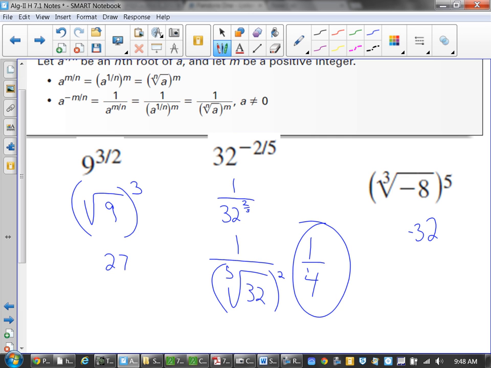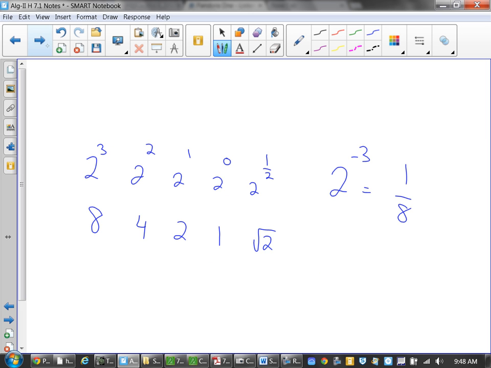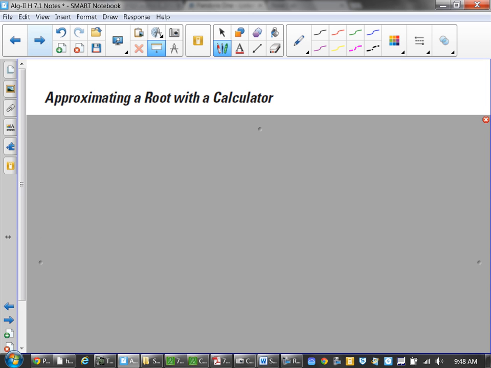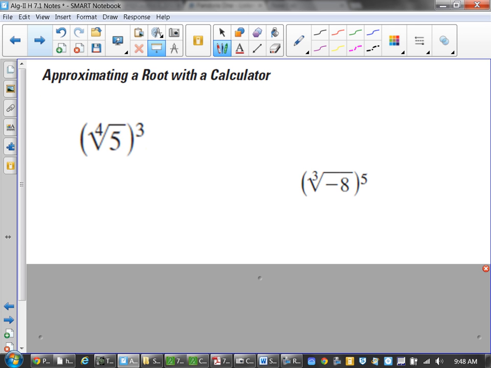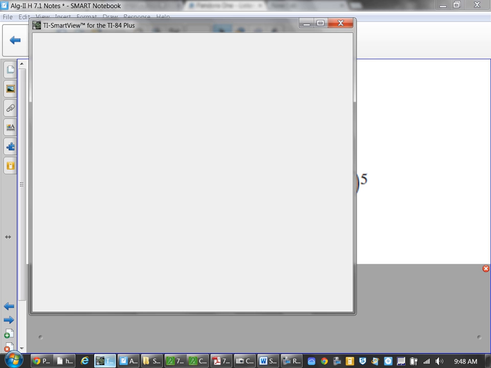Okay? Which allows us then, oh, we did this, to approximate. Do you know how to use your calculator? Do you know how to type it in exactly the way you see something? Then I don't need to show you how to do this. How do you do the big 4th root? I suppose I will take a second to show you how to type that in.